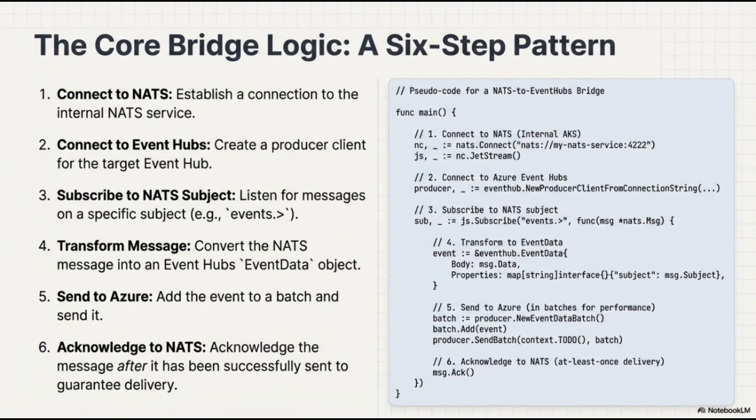Finally, the bridge acknowledges the message to NATS. It is critical that this acknowledgement happens only after the message has been successfully sent to and confirmed by Event Hubs. This sequence ensures that if a failure occurs during the transfer, the message remains in NATS to be retried, guaranteeing that no data is lost in transit.